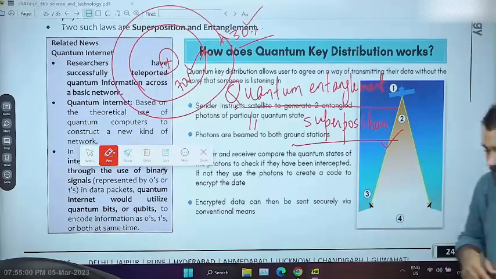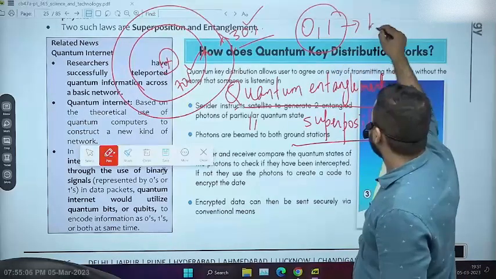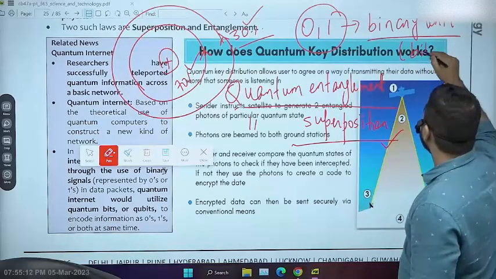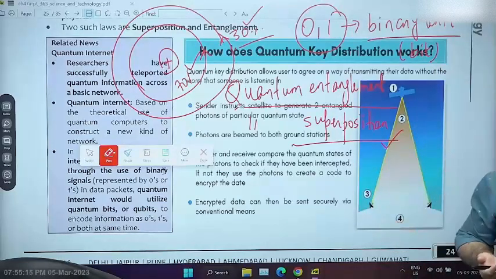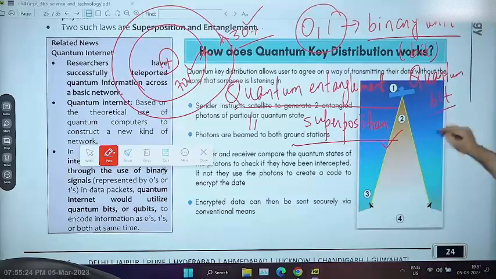For example, in a normal computer, when we store or process data, it uses binary, and we call the binary unit a bit. In a quantum computer, when we process data, we use what we call a quantum bit, and a quantum bit can be both 0 and 1 simultaneously with different probability. Even though this topic may seem complicated, UPSC questions will be very easy. For example, last year's UPSC question was: the term qubit is associated with which of the following, and the answer was quantum computer.